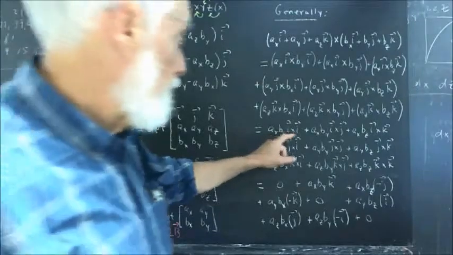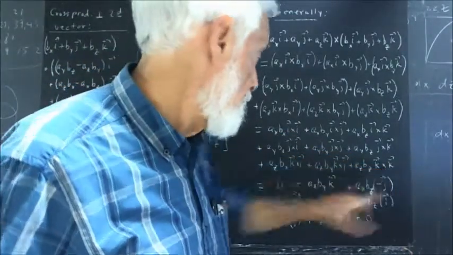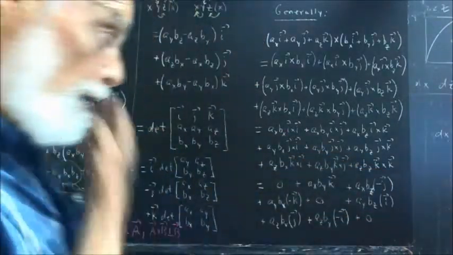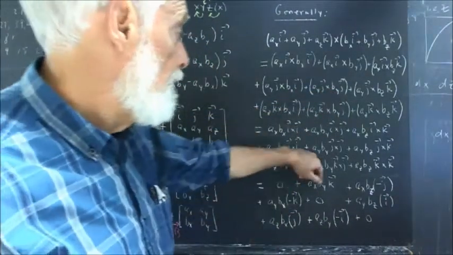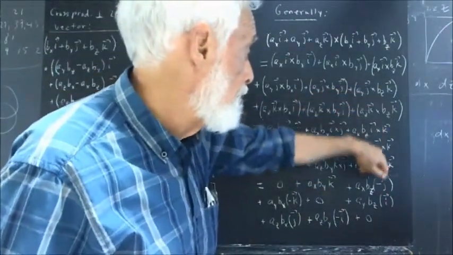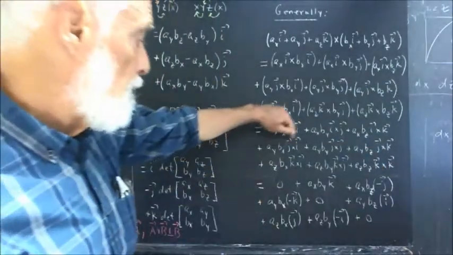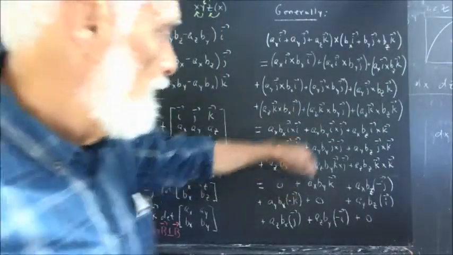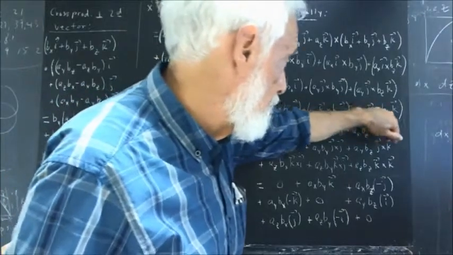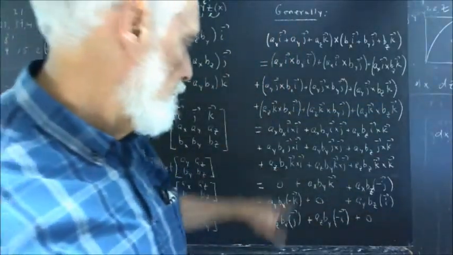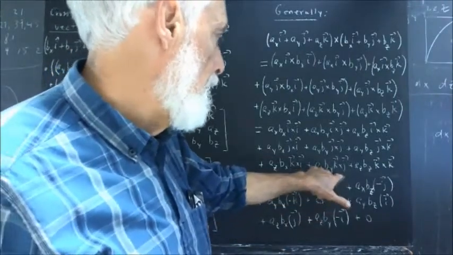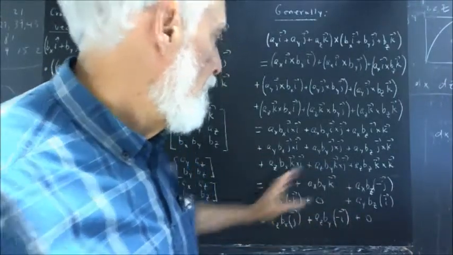I observe that I cross I, J cross J, K cross K are all 0. And then I work out I cross J is K. I cross K is negative J. J cross I is negative K. J cross K is I. And K cross I being J. K cross J being negative I.